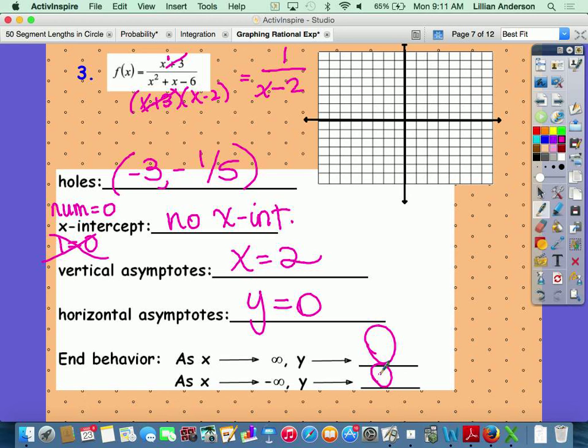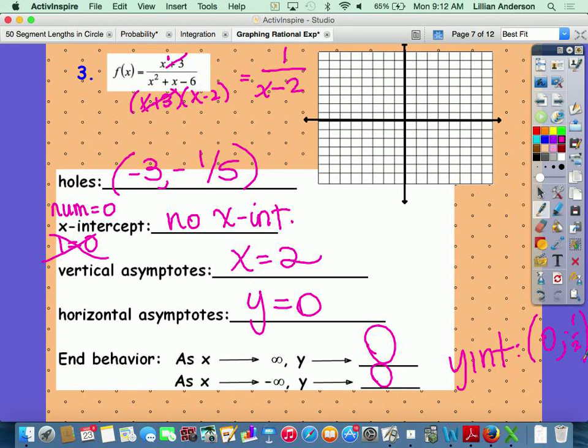Oh, you're right, I do need that y-intercept. I gotta plug in 0 for x, and when I do that, I get what for my y? Negative 1/2. Okay, so remember you plug 0 back in for x. Now again, the y-intercept is just another point to help you graph this, okay?